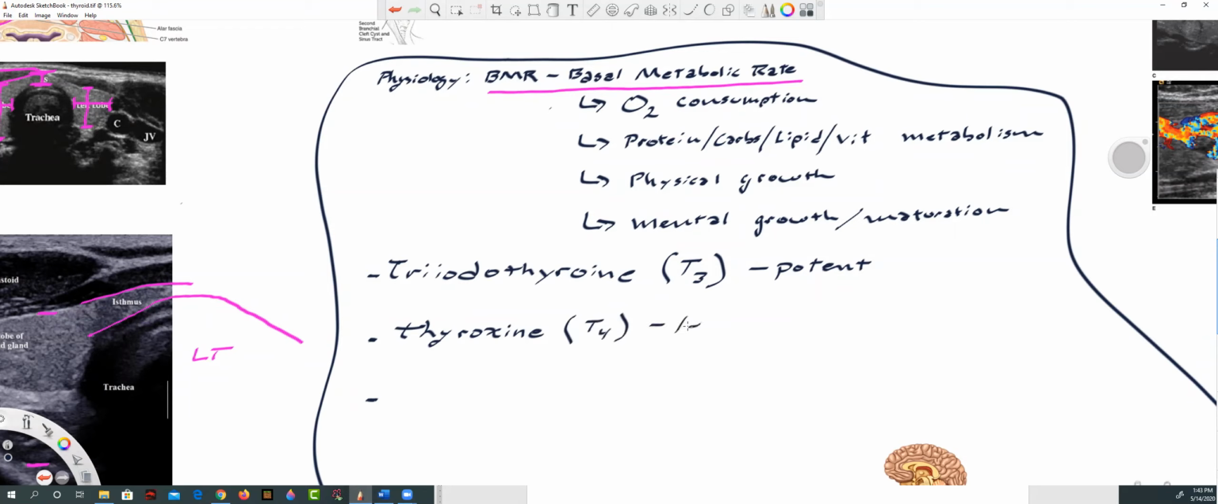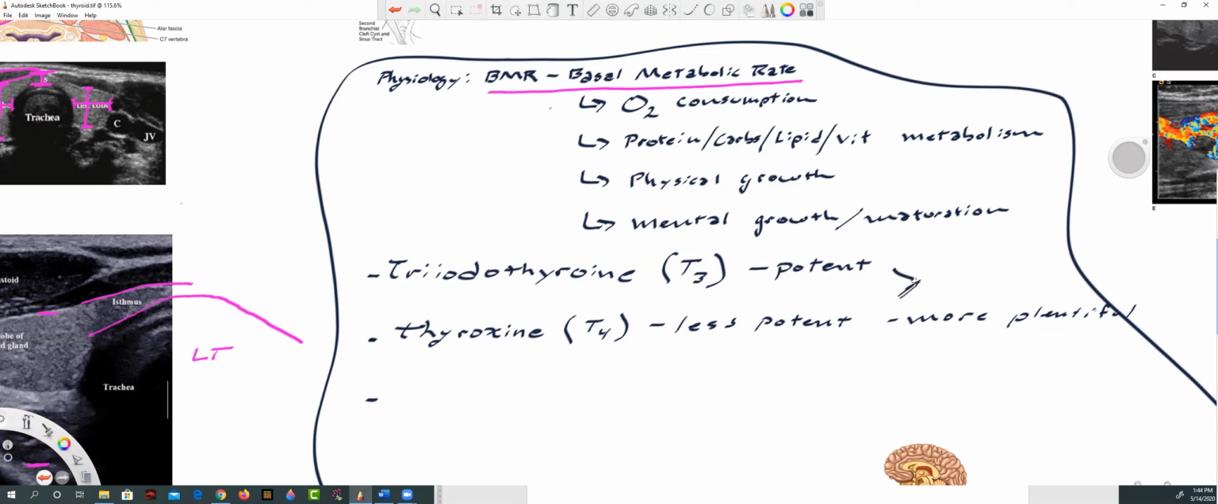That is less potent, but many, many more times more plentiful. Less potent, more plentiful. These two, let's see, I can probably aim it right here.